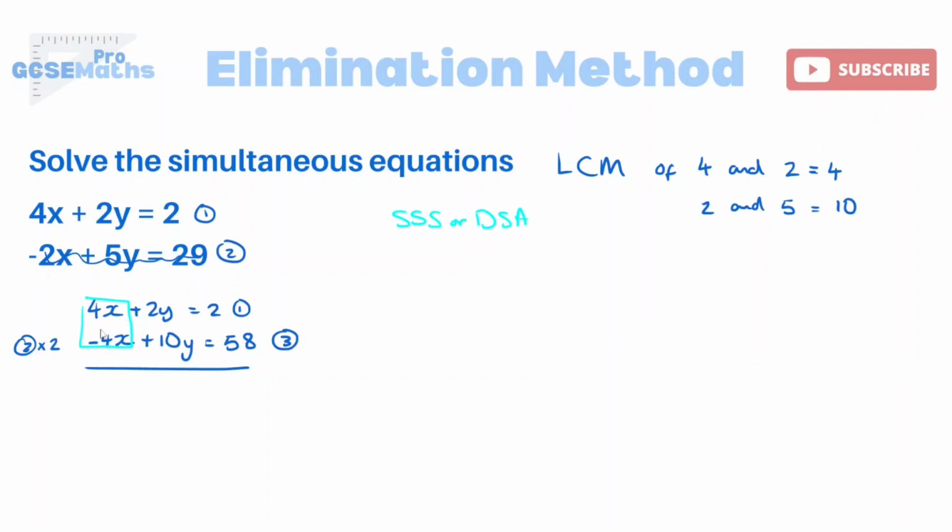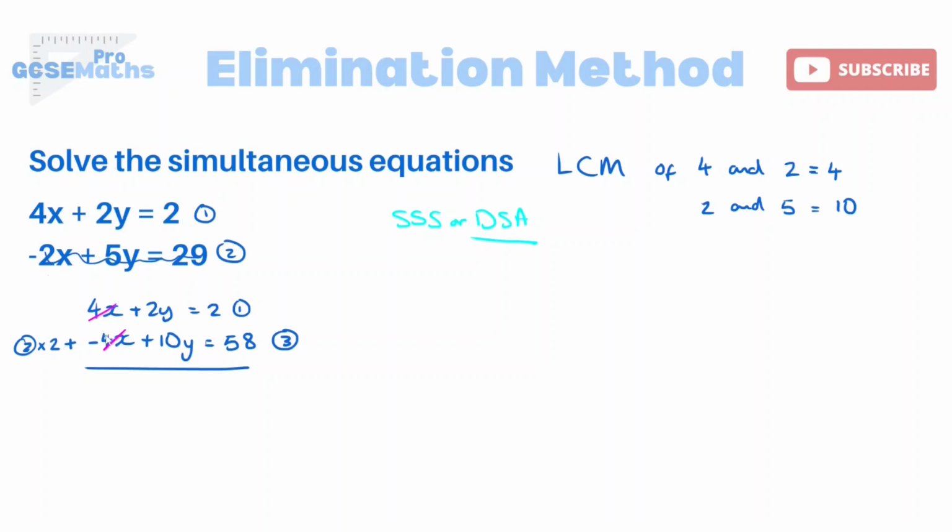We've got positive 4x and negative 4x, okay? That means different sign, right? One plus, one minus. So different sign, add. So I have to add my two equations together in order to get rid of or eliminate the 4x, right? Because you've got 4x plus minus 4x, that makes 0, doesn't it? Perfect.